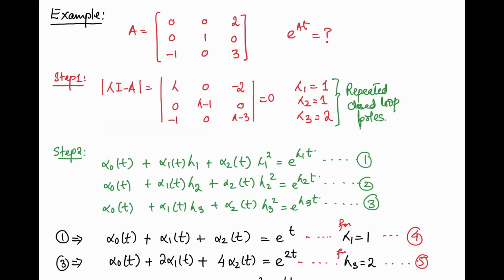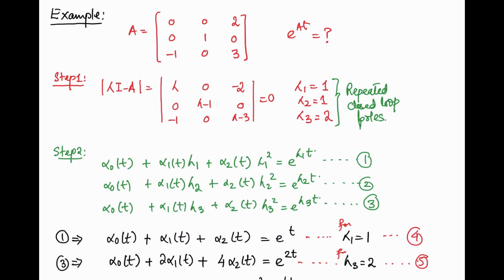Okay, now let's look at this example. Over here we have a 3 cross 3 matrix, right? And one more thing that you will observe in this example is that we have repeated poles. So let's set up the characteristic equation, that is lambda I minus A. Setting up this equation, we will get this matrix, and setting it equal to 0, you can find out the roots, and these are the roots. So you can see two eigenvalues are the same. It means there are two repeated poles in this closed loop system.